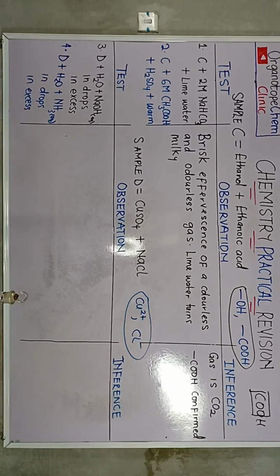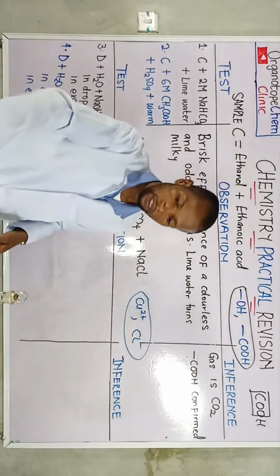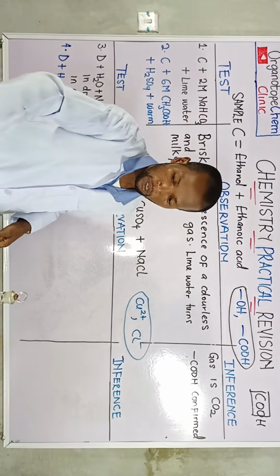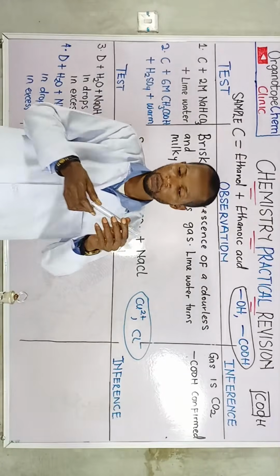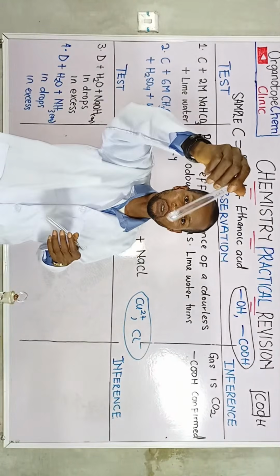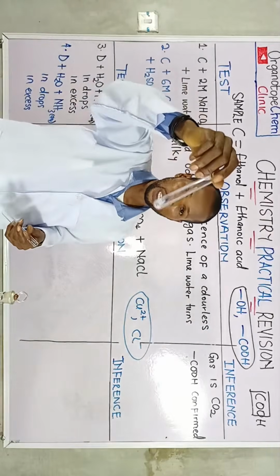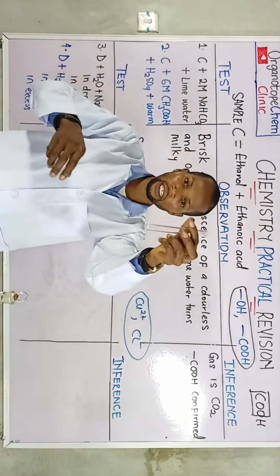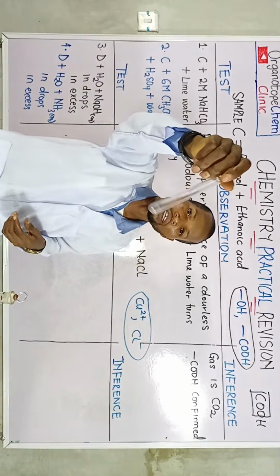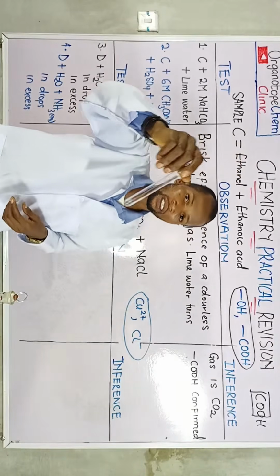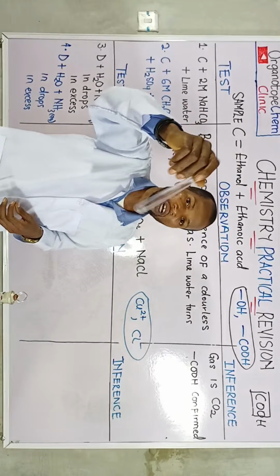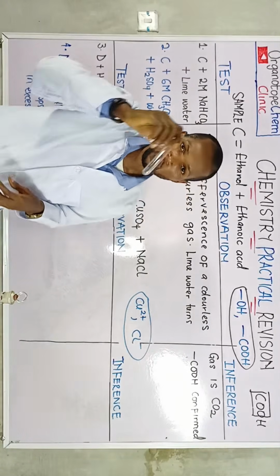All right, let's consider the next test. So we are going to take another test tube. Here is the first test tube that we used for test number 1, the test for the COOH functionality. So I'm going to take another test tube right here. Can you see? Virtually all the test tubes that I'm using are very clean. So make sure you rinse and clean up your test tube before you commence the qualitative analysis.